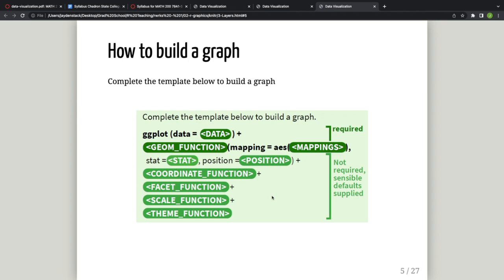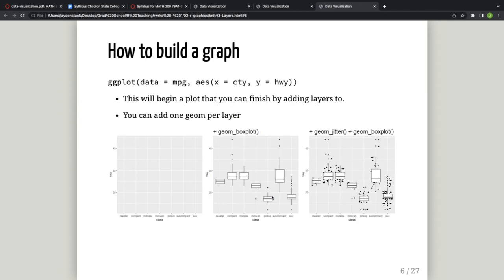We'll dive into these as we follow along here with actually building our graph. Okay, so this will begin the ggplot, starting with the data, and then the aesthetic. That's going to begin a plot that you can finish by adding layers to. We had talked about this earlier, right? You can add one geom per layer.